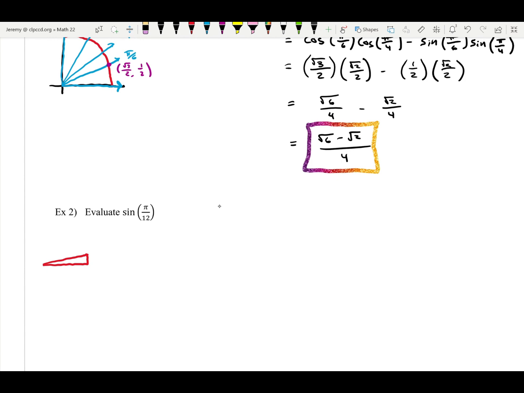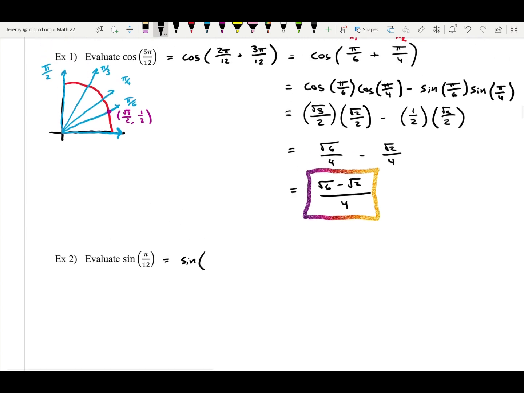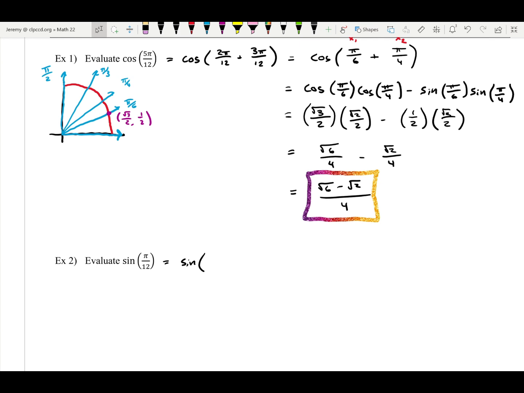Like, I can't do the opposite over hypotenuse for that. So I'm gonna have to try and break this up somehow so that I can apply one of those sum or difference formulas up there. Now, pi over 12, I'm not sure if I would want to break this up using a sum. I think a difference might be more helpful here.